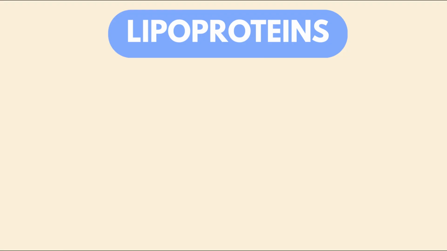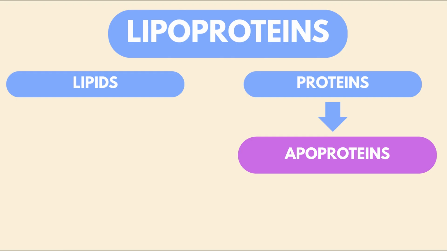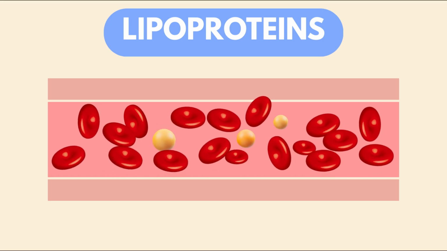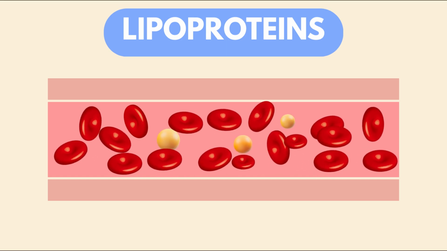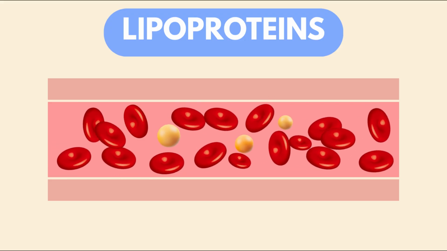So again, lipoproteins: lipids and proteins. From the name itself, we can understand that they are made up of lipids and proteins, and the special proteins called apoproteins. So what do lipoproteins do? They are carriers. They carry cholesterol inside the body, either from the liver to body cells or from body cells back to the liver. So that's how they transfer it.